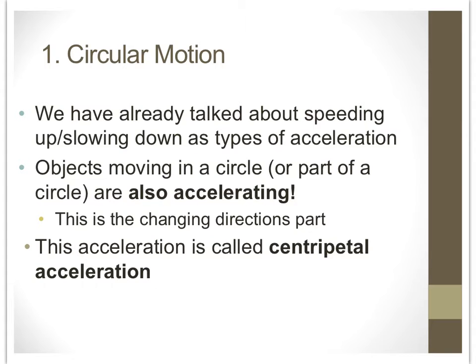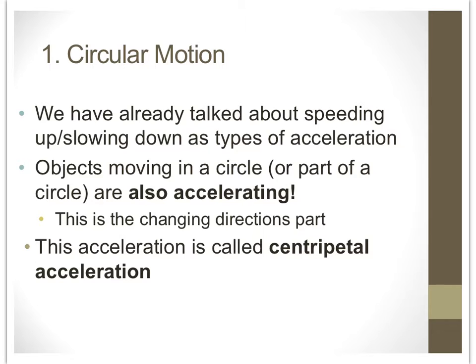We're now going to start looking at our next topic, which is circular motion. We've talked a lot about objects accelerating so far this year. That's been a key idea throughout everything we've done. But we've mainly focused on the speeding up, slowing down types of acceleration. We've talked about objects in free fall, objects accelerating down ramps, across floors, etc. But it's always been that speeding up, slowing down type of acceleration. We do have another kind though, and that is the changing directions part.